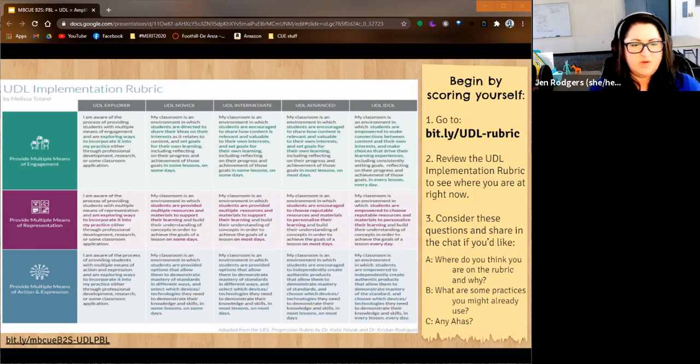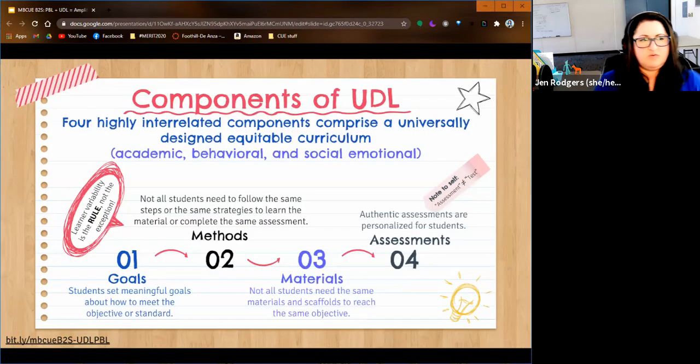All right, so I appreciate your responses in the chat and hearing what people are getting from this. So we're going to talk about the components of UDL. And I apologize, this was supposed to be animated, but didn't get there apparently, so we could focus on one part at a time, but I'll fix that later. So we're going to look just at number 1 right now, the goals.